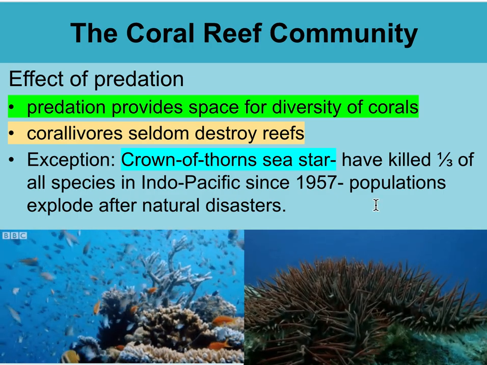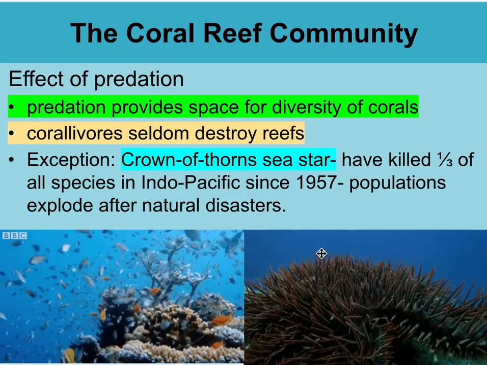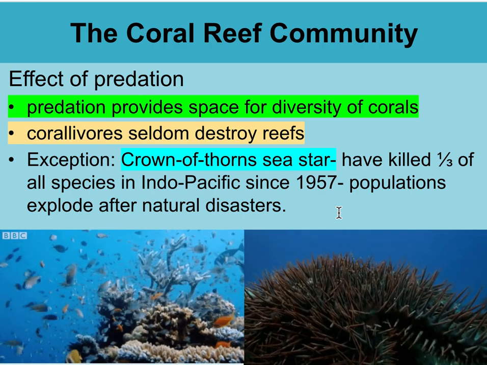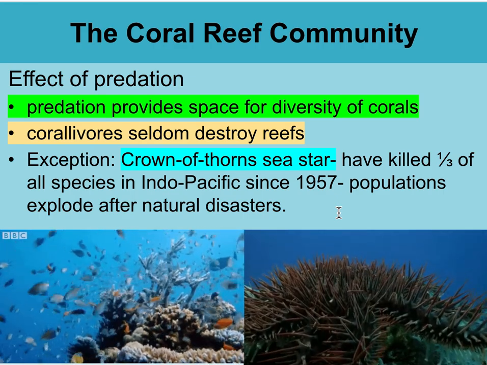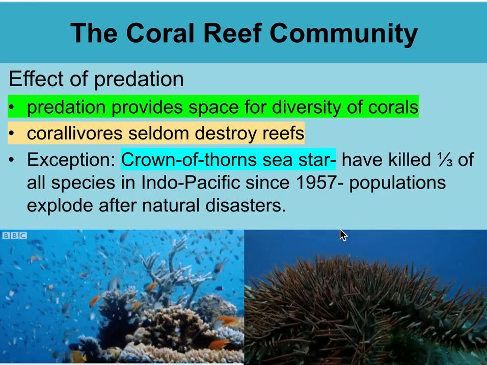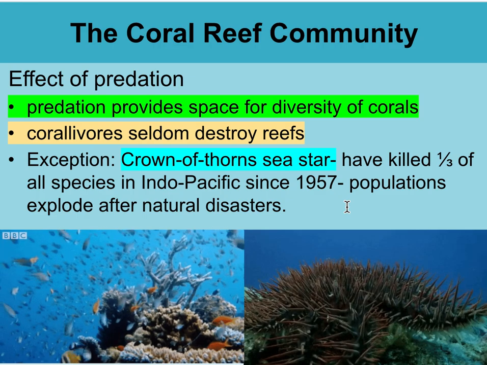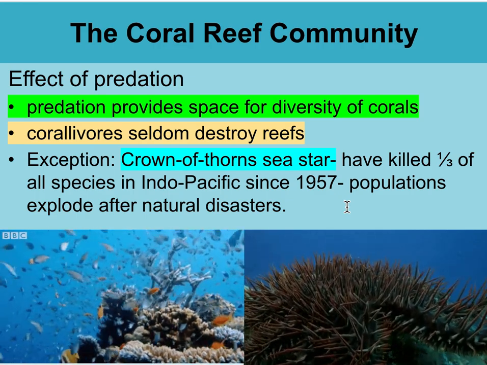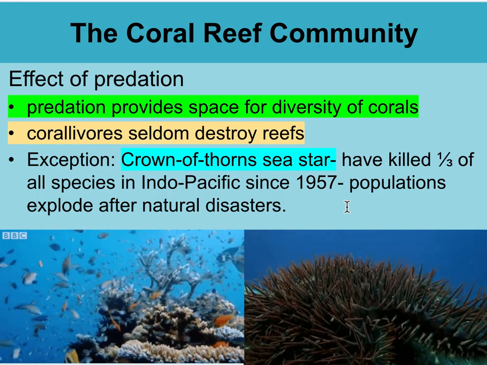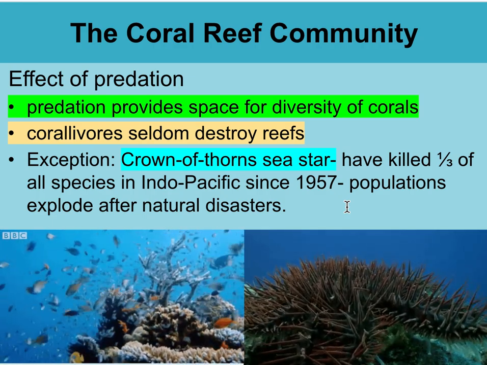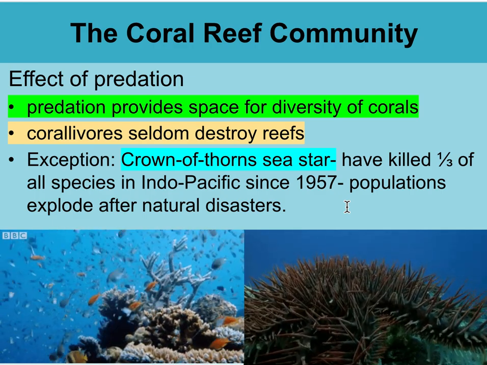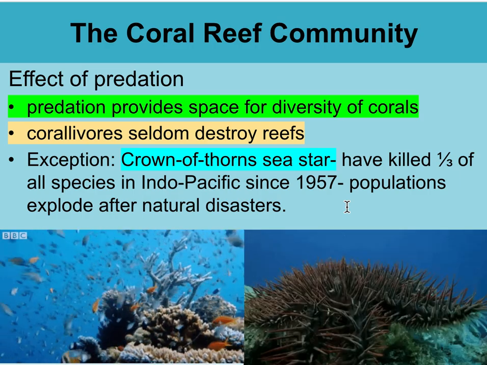They have killed 1/3 of all species of Indo-Pacific coral since 1957. So in about 60, 70 years, they have killed 1/3 of the coral because of their populations. The problem with the crown of thorns sea star is that when there is a natural disaster like a hurricane, cyclone, typhoon, bleaching, something like that, it will kill the coral, but the crown of thorns populations actually increase exponentially during that time.